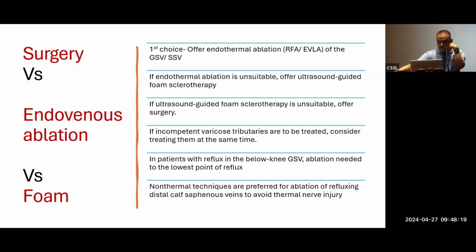In patients with reflux below the knee, great saphenous vein ablation is needed to the lowest point of reflux, and non-thermal techniques are preferred for ablation of reflux in the distal calf saphenous vein to avoid thermal nerve injury. So basically, below the knee, the calf area, you don't use radiofrequency or laser. You mainly use foam. Above the knee, you use thermal ablation, radiofrequency or laser.